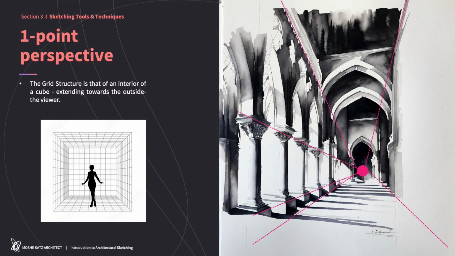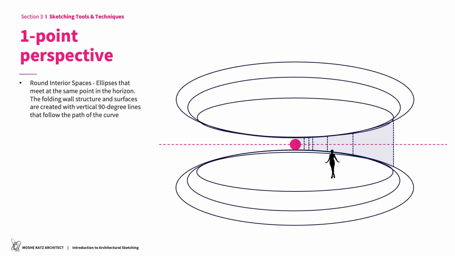This cubical grid is made only for spaces and structures that are linear. For those structures that are round and curved, we use the grid of an elliptical form. All the ellipses meet at the same point on the horizon and fold outside with the structure extending towards the viewer. So basically the horizontal lines become arches and the vertical lines remain at 90 degrees, connecting the ground and the ceiling.